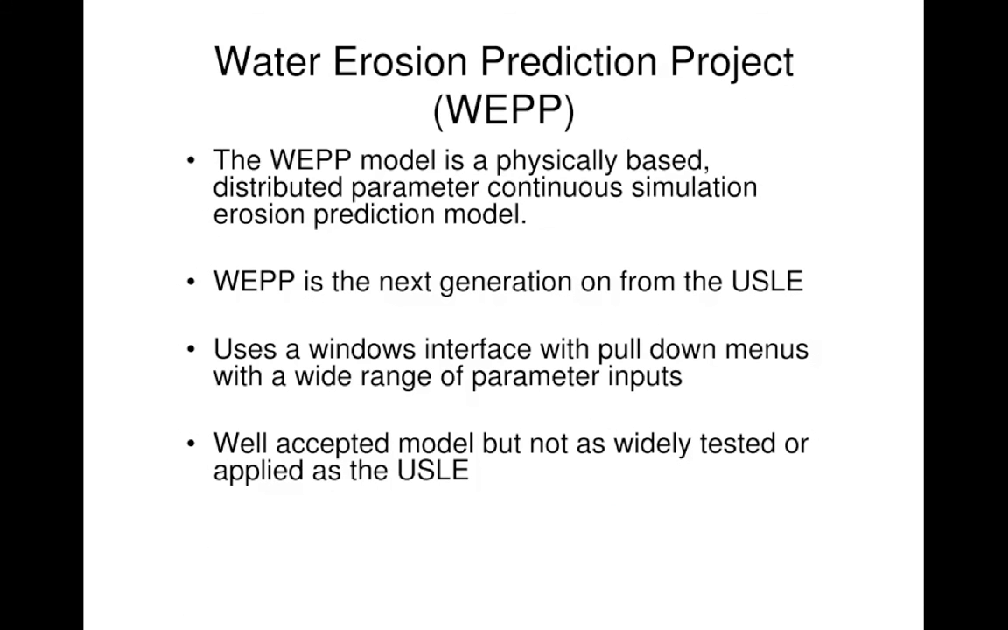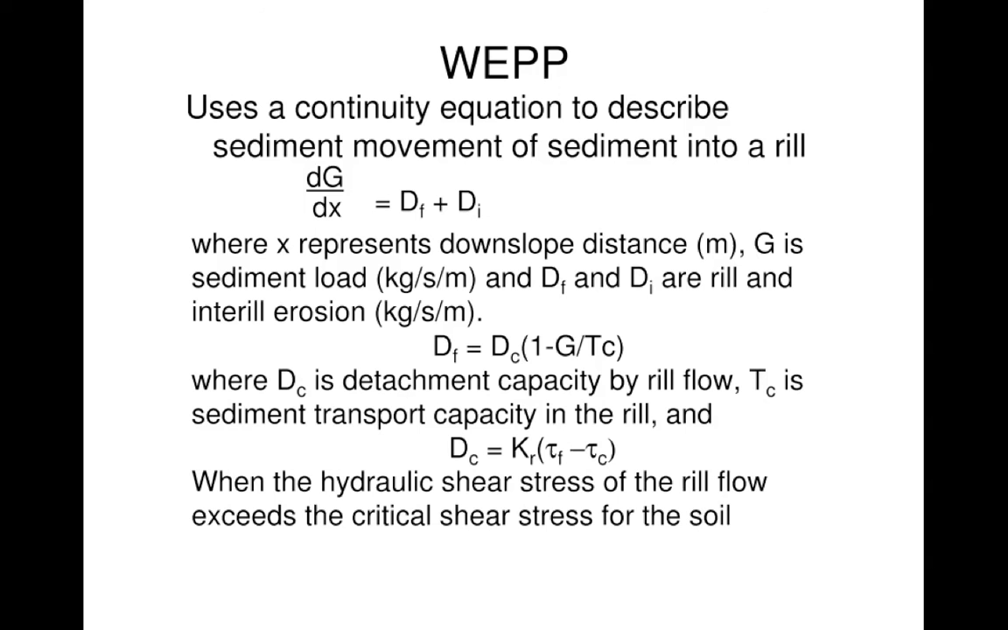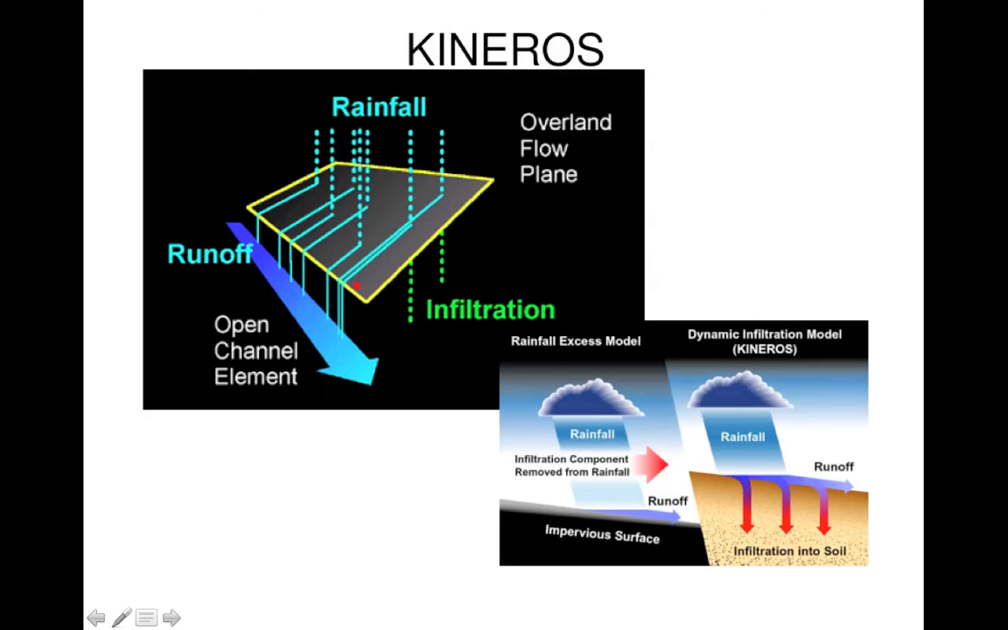So there's other types of models out there. There's the Water Erosion Prediction Project, WEPP. It's a physically based model. It was set to be the next generation from USLE. It's got a Windows interface. It's a well accepted model, widely tested, but it's not as widely used as USLE. Okay. And it uses a continuity equation to describe sediment movement into a rill. And I won't go into all the detail. You can look up WEPP if you're interested.